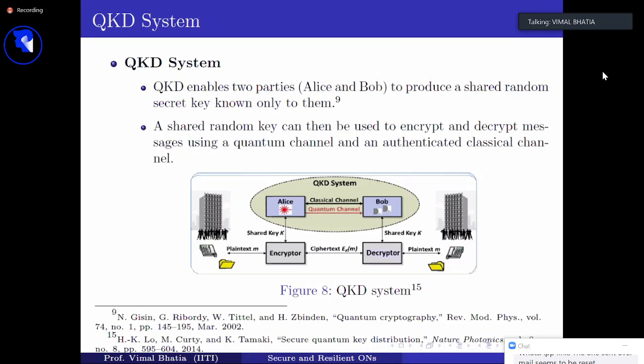If it can be easily eavesdropped. Now, a shared random key can then be used, so that's why we are moving towards quantum key distribution, QKD, secured networks. QKD enables two parties to work on this secure network, and a shared random key can then be used to encrypt and decrypt messages using a quantum channel and authentication.